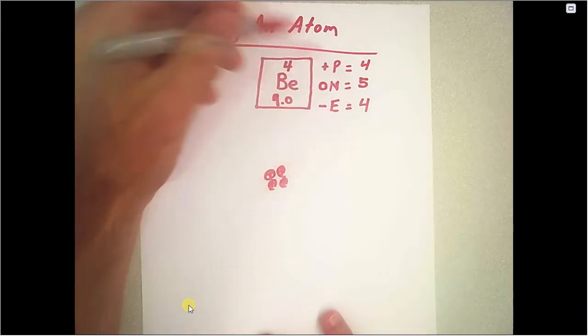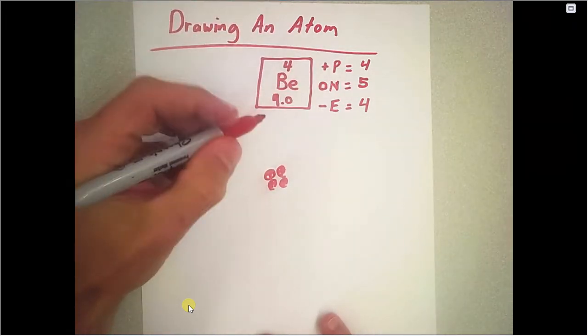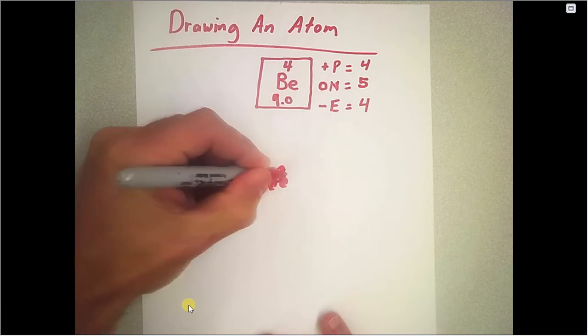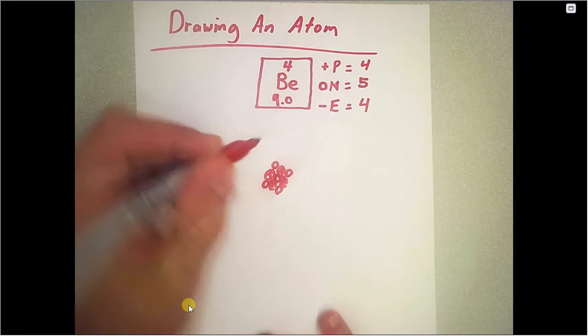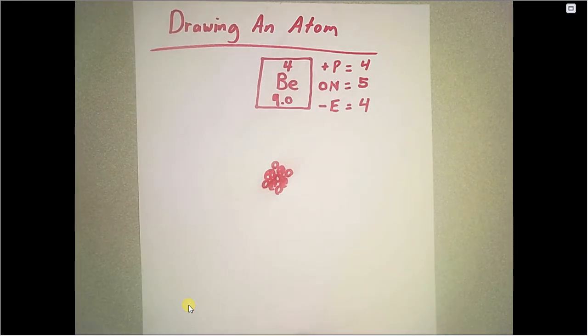And neutrons are also found in the nucleus. I'm going to draw 5 of those. I'm just going to draw open circles because they have no charge. That's the nucleus, the dense nucleus of this atom of beryllium.